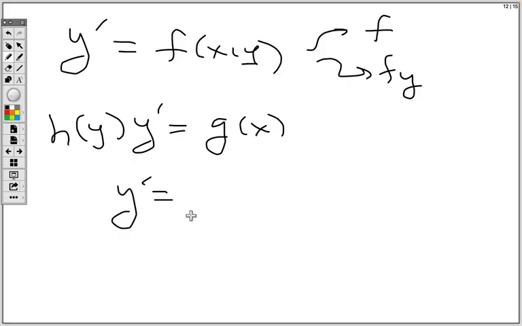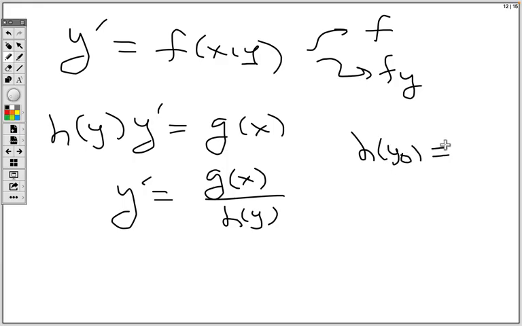Yeah, divide by h of y. Now, once again, dividing by h of y could be problematic, but we do know that h of y naught isn't 0. It's part of our hypothesis. And because h is continuous, if h at y naught is not 0, then there has to be an open interval around y naught where h of y is not 0. That's just how continuity works, right?